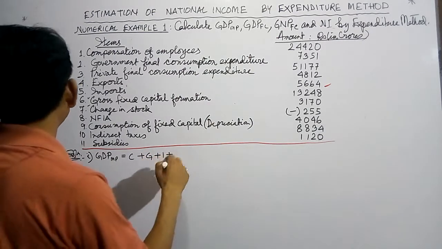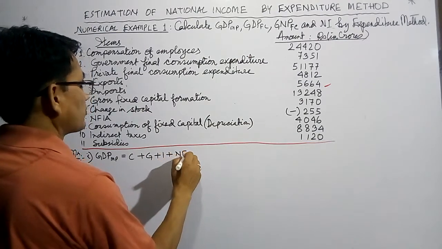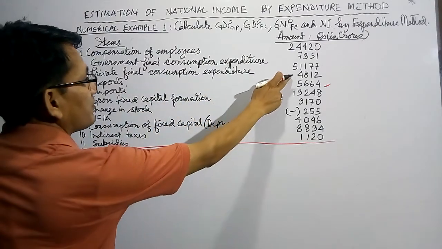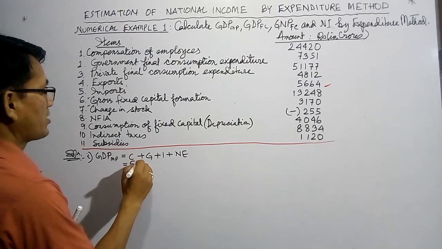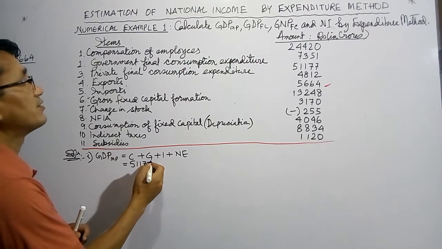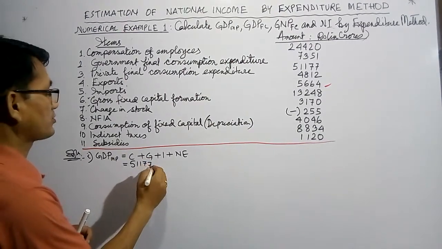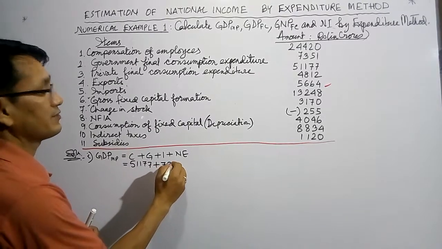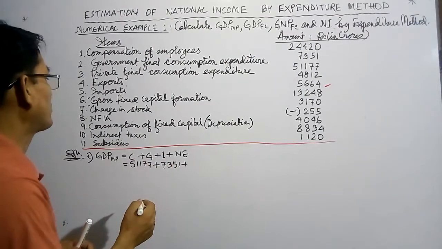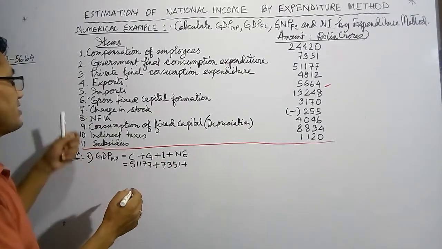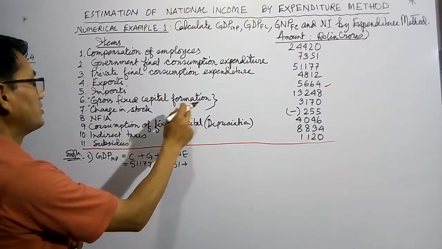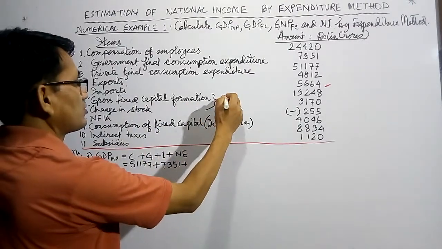net export. C is nothing but private final consumption expenditure, which is 51,177. Then G, government final consumption expenditure, is 7,351. Next is I, the gross investment or gross capital formation. It is given by adding up gross fixed capital formation and change in stock. These two will give I.